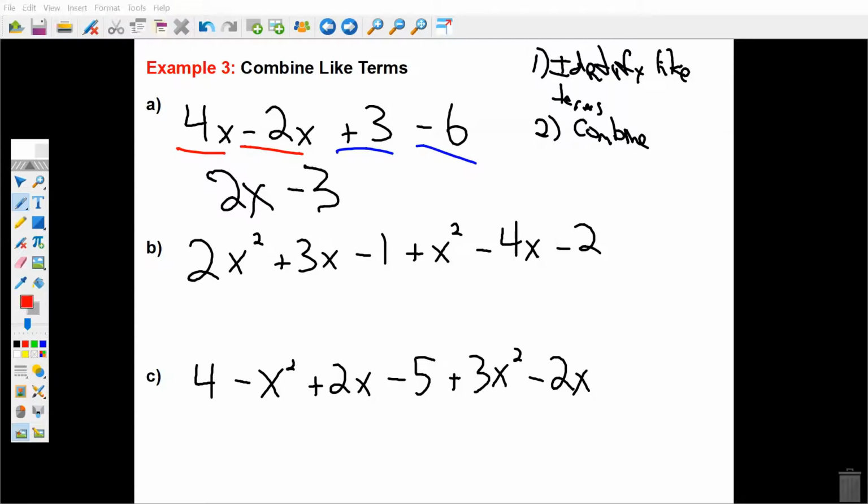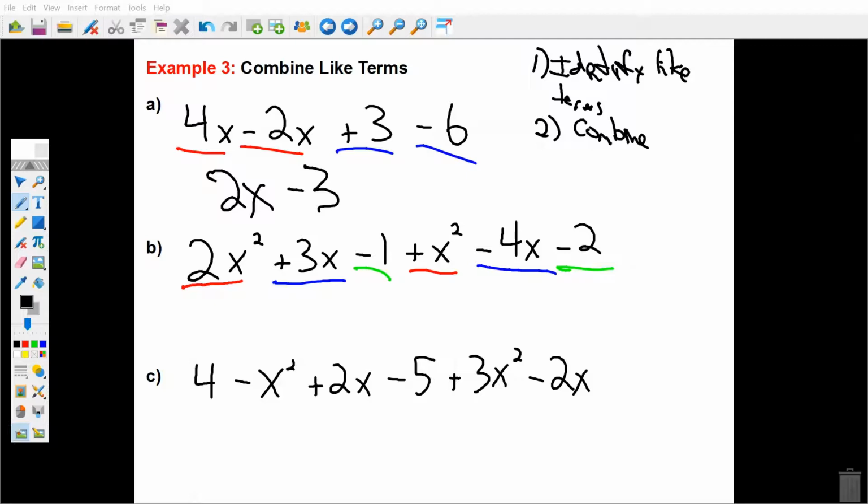And part B, step 1 is to identify the like terms. I see x squared, 3x, negative 4x, and negative 1 and negative 2. Now it's time to combine them. Generally speaking, you like to start with the highest exponents and then work your way down to just the numbers. So I will start with the 2x squared.